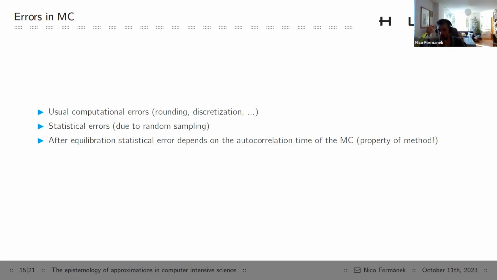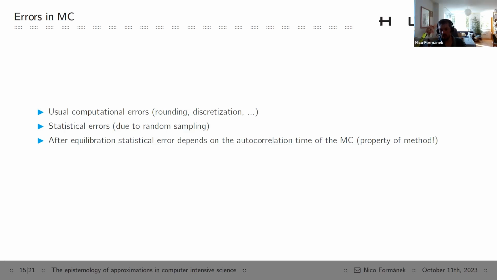And well, in this very simple example, it was a so-called static Monte Carlo. So the probability distribution you used for sampling didn't change. But the more advanced ones use Markov chains. And then what you will see is that this statistical error actually depends on the autocorrelation time of the Monte Carlo. It's a property of the method.